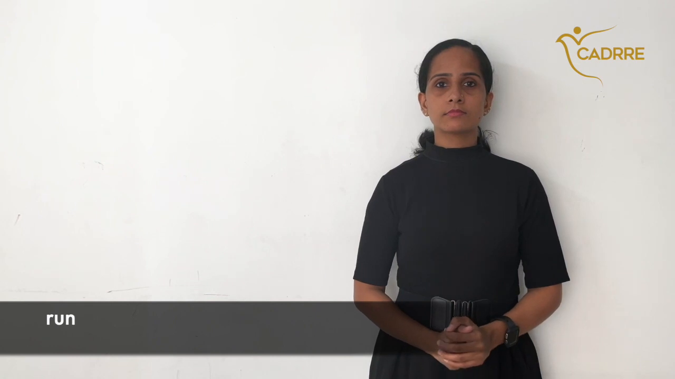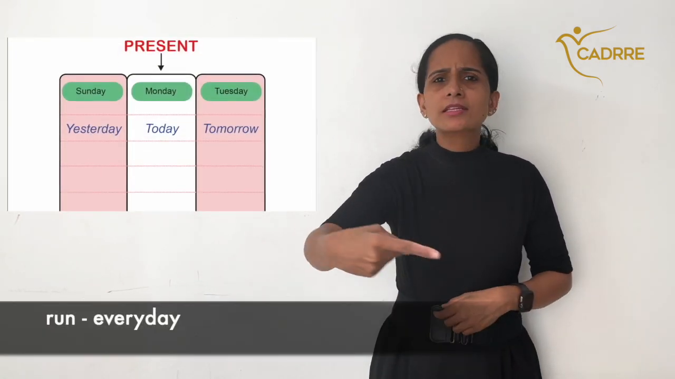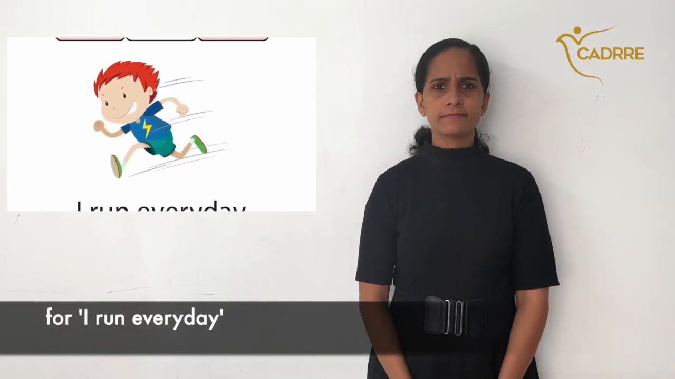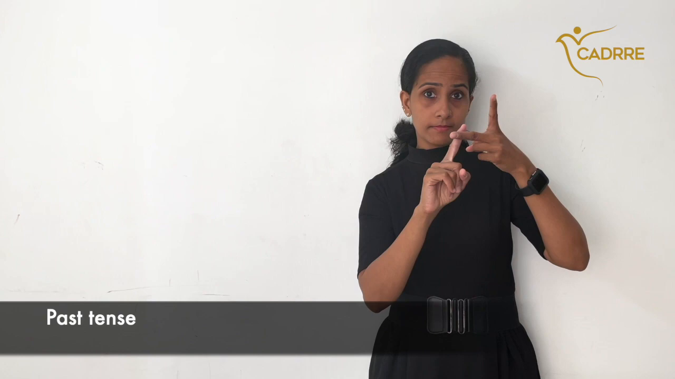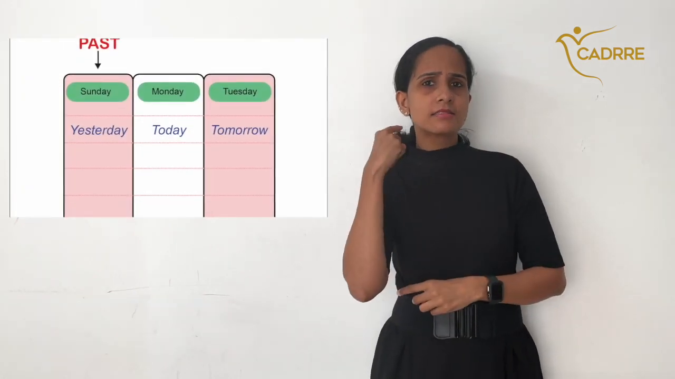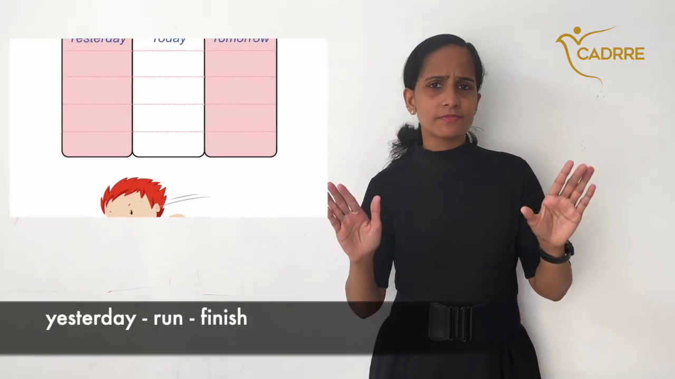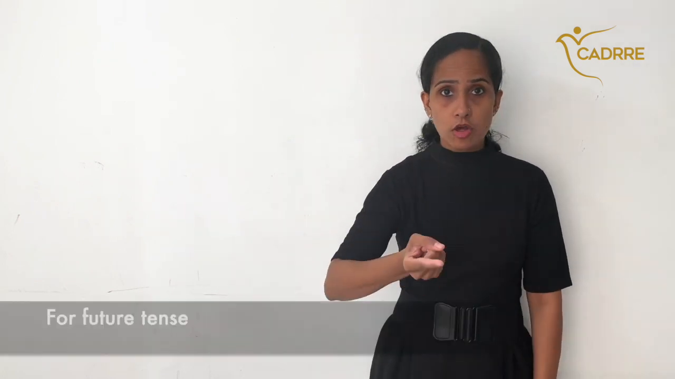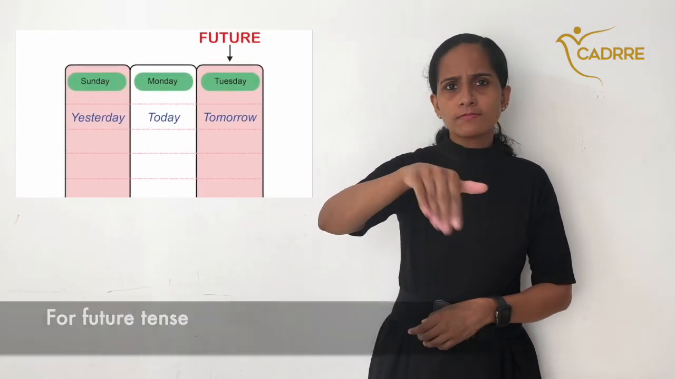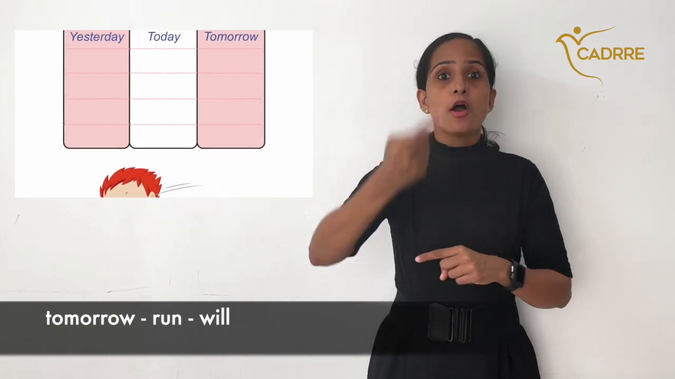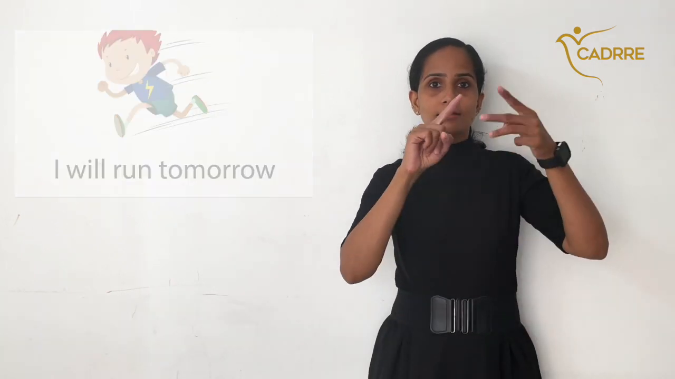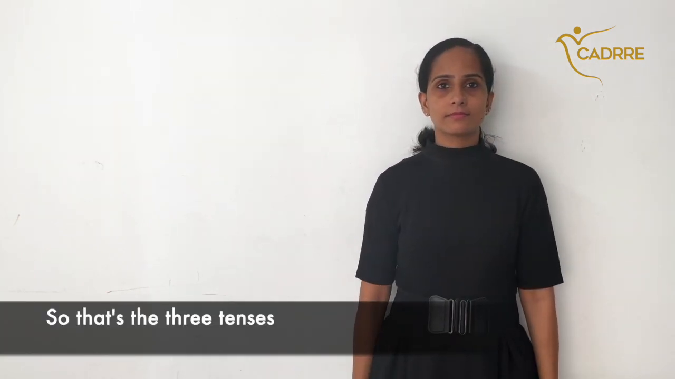Run. Run every day, for I run every day. Past tense. Yesterday, run, finish. That would be I ran yesterday. For future tense, it would be tomorrow, run, will, for I will run tomorrow. So that's the three tenses.